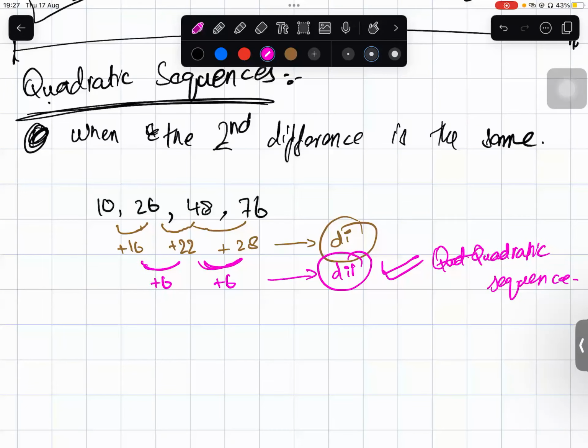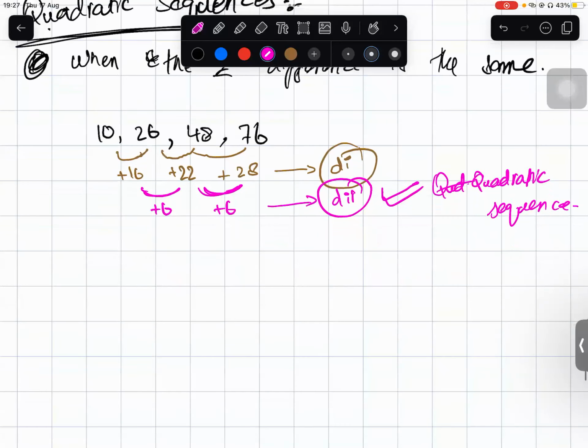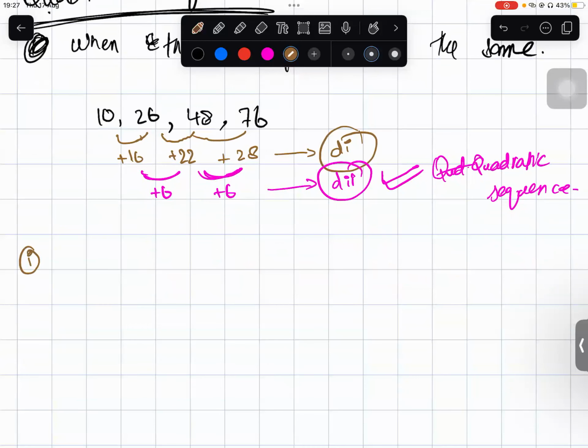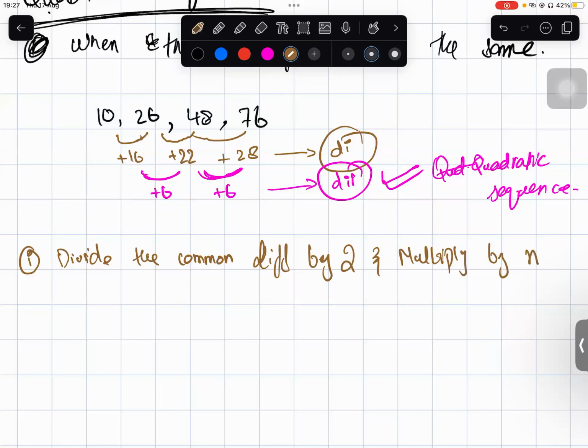Clear so far, Maya? Yes. Good. Okay. So now how do we go about solving these? The first step would be to divide the common difference by 2 and multiply by n squared, or n raised to the power of 2. So this is the first step that we're going to take.